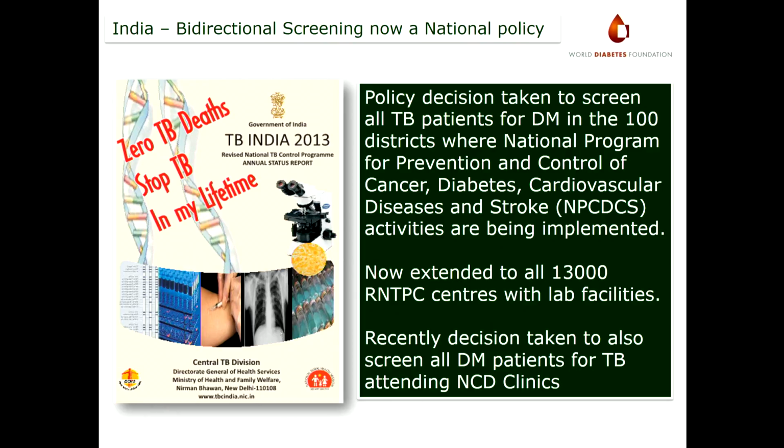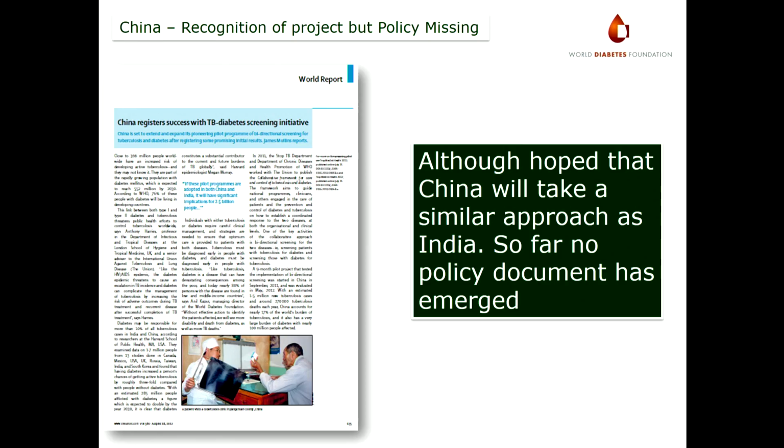As a consequence of this work with the Union and WHO, as Tony mentioned, we were able to change policy in India, where a decision was taken that all the centers that have the ability to do sputum microscopy under the revised National Tuberculosis Control Program will screen people with tuberculosis for diabetes. And I'm happy to report that the other way around has also recently been taken: all diabetic patients attending the NCD clinics will now also be screened for tuberculosis. This announcement was made very recently.